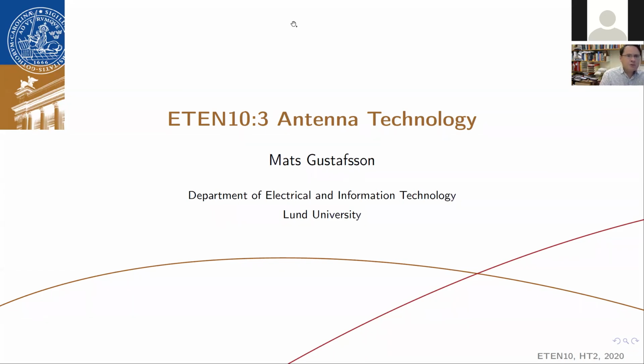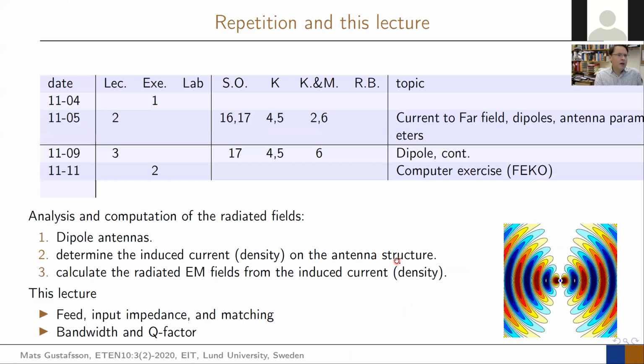Okay, so then we should start with today's lecture. And what we will do today is that we continue on where we were last week. So last week we started looking at getting the radiation from simple antennas. And what we did is that we said that we knew the current on them, which means it's typically dipole antennas or simple antennas where we have an idea of what the current distribution is. And then we showed how we can compute the far field from the antennas.